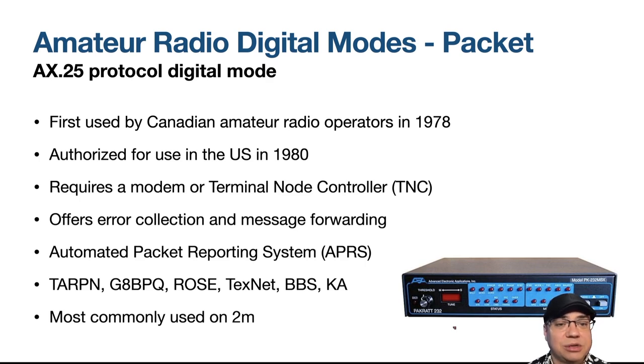You can also send messages, and a lot of these TNCs have the ability to store and forward. So if you're trying to send a message to someone and they're unavailable, you can go a certain number of hops, and then that message can be stored until the receiver is available, and then it can be sent on. This can happen over the radio. It can also happen over the internet, so you can connect to the APRS network with software over the internet.